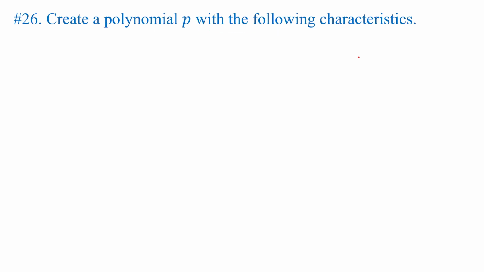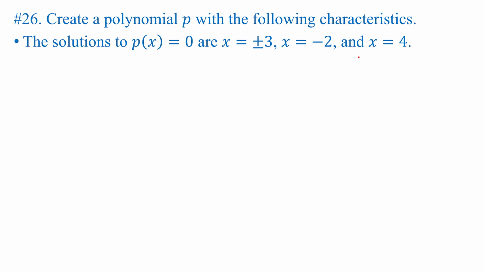And one more thing I want to do today. I want to create a polynomial p with the following characteristics. This is number 26 out of the textbook. So I want a polynomial for which the solutions to p of x equals 0 are x equals plus or minus 3, x equals negative 2, and x equals 4.